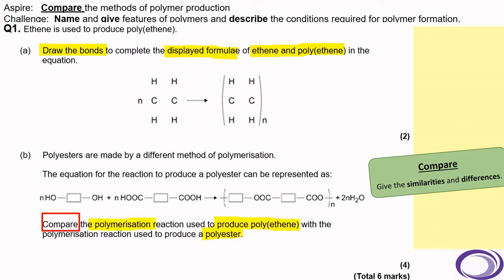For question B, they've given you 2 diagrams and they are talking about polymerization methods. Polyesters are made by a different method of polymerization, and they've given you the equation for the reaction to produce a polyester. They would like you to compare the polymerization reaction used to produce polyethene with the polymerization reaction used to produce a polyester. So you are comparing the first equation with the second equation.